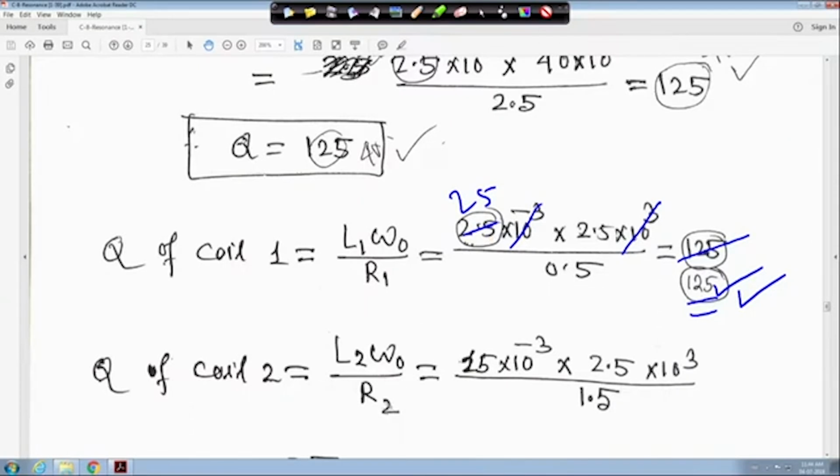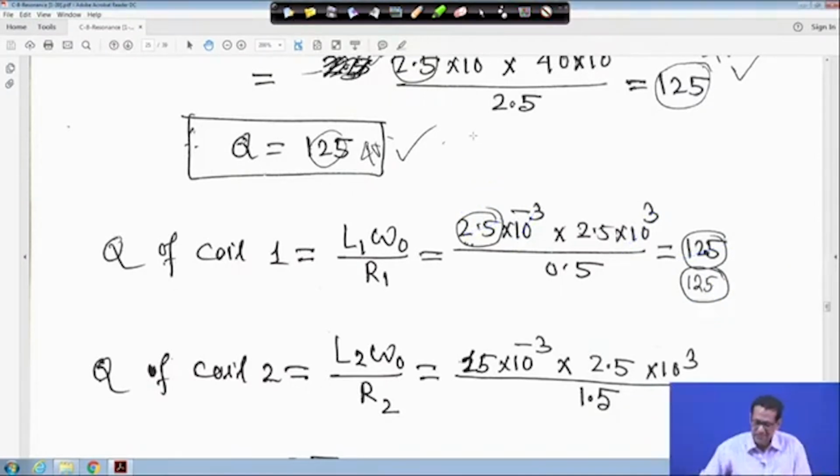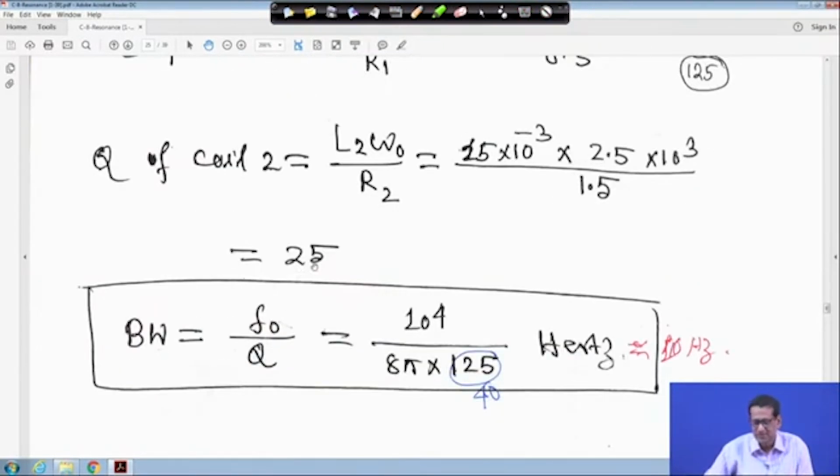Similarly, Q of coil 2 is L2 omega 0 upon R2, where L2 is 15 millihenry, that is 15 into 10 to the power minus 3, omega is 2.5 into 10 to the power 3, and R2 is equal to 1.5, right? If you calculate it, it will be 25. So please check all this by a little bit of calculation, do all these things on your own, and see that all calculations are correct.